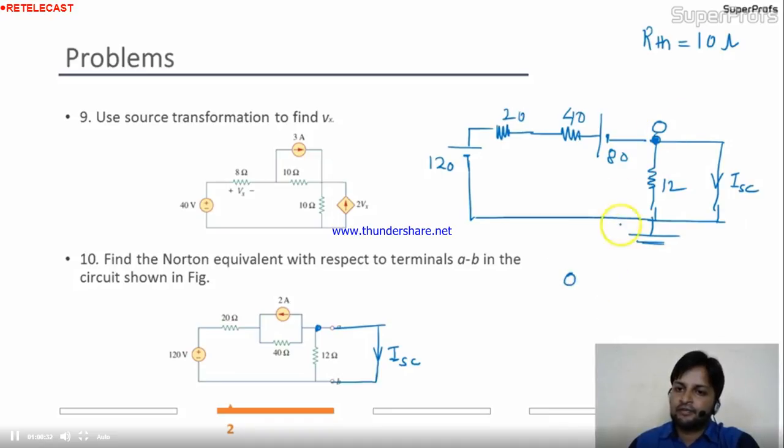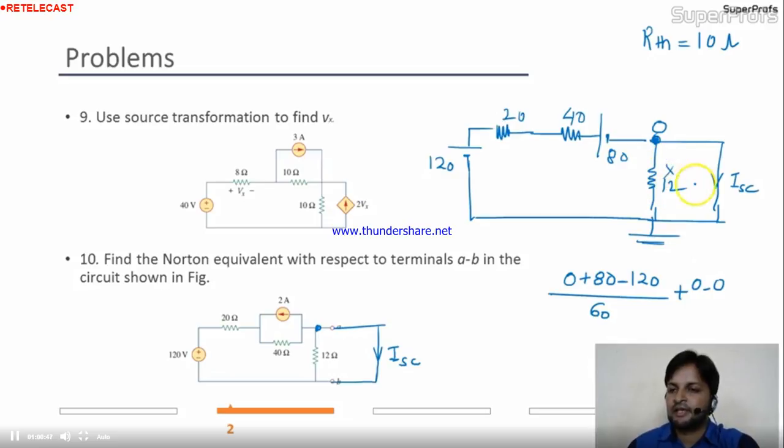So 0 minus, or this plus, here I'm getting minus 120 divided by 20 plus 40, so 60, plus 0 minus 0. There is no meaning of this branch. I told you earlier, whenever the resistance is short circuited, there is no meaning of that resistance in the circuit. It will be a dead circuit, right? So here the current in this branch is 0. See, 0 minus 0 divided by 12, it will be 0. And ISC is the outgoing current, so I'm taking it equal to 0.